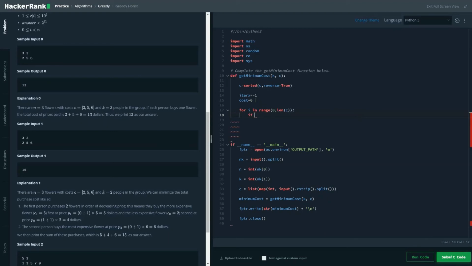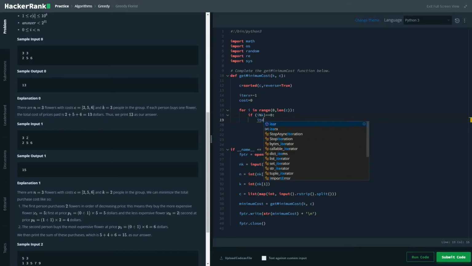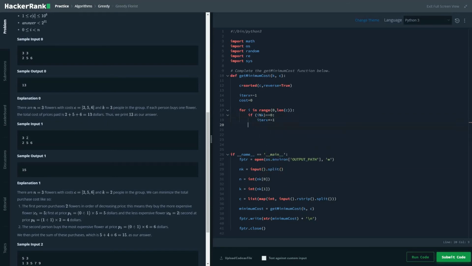If i modulo k equals 0, it means all of the customers have already purchased once, then we'd be incrementing our iter by 1. And we will be summing our cost, multiplied by c of i.